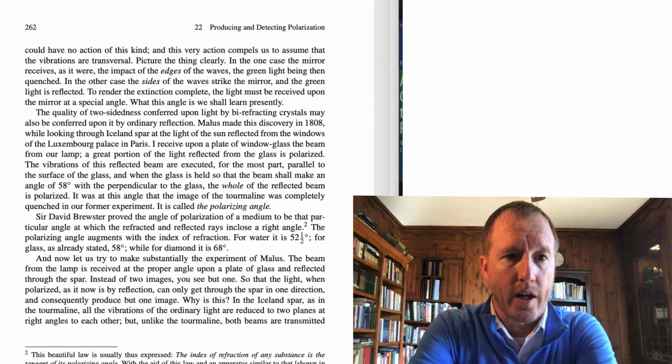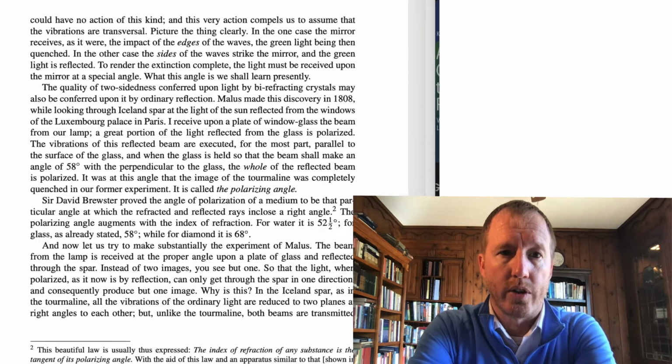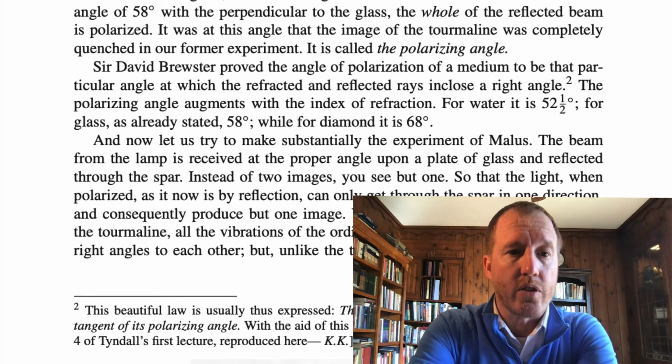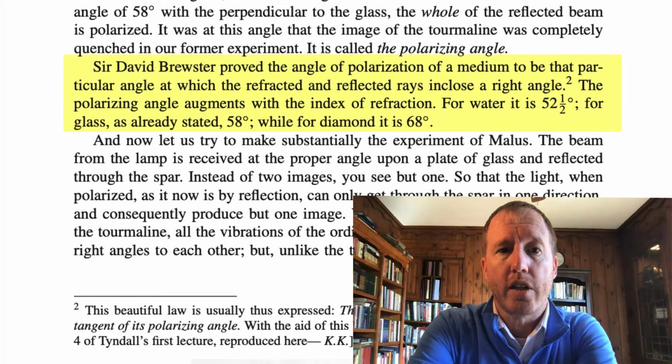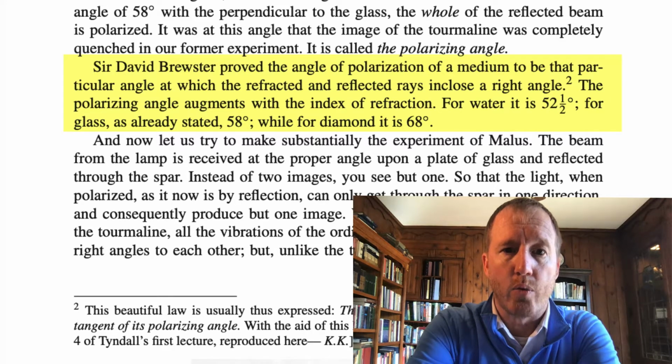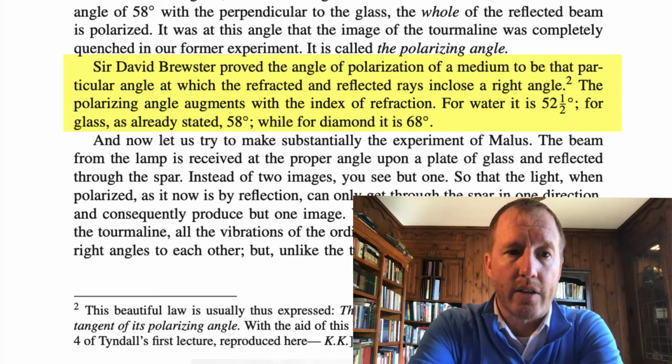There's a small paragraph. It's the second full paragraph on page 262. I'll go ahead and read this, and then I want to work out a problem and show the implications of this. So it says there that Sir David Brewster proved the angle of polarization of a medium to be that particular angle at which the refracted and reflected rays enclose a right angle. The polarizing angle augments with the index of refraction. For water, it is 52½ degrees. For glass, as already stated, 58 degrees, while for a diamond, it is 68 degrees.